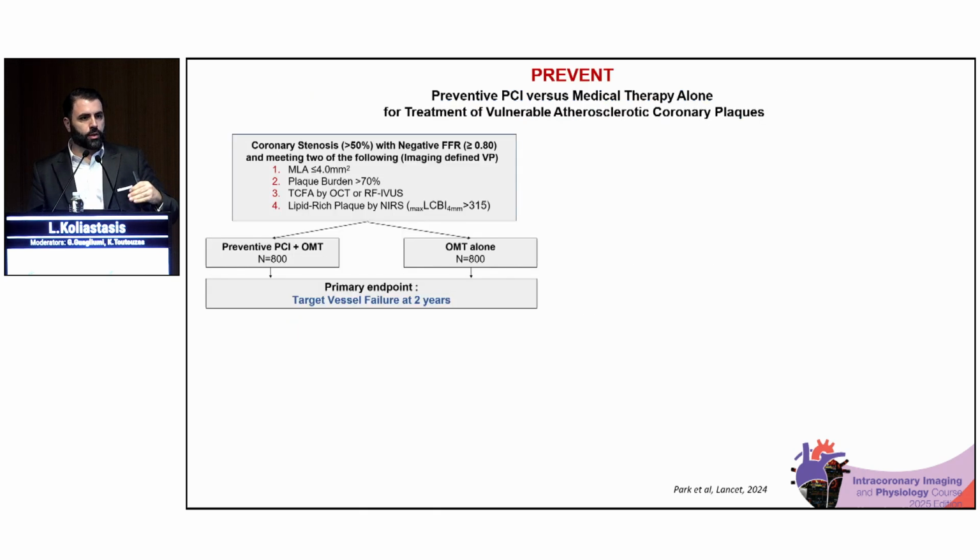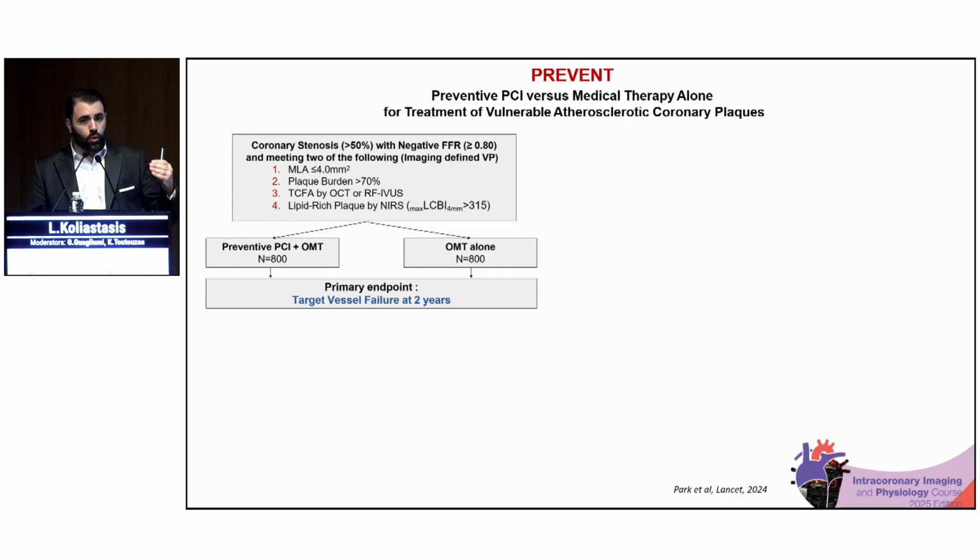And of course, when we're talking about vulnerable plaques, we cannot leave unmentioned the only so far high-level evidence that we have in our quiver, that is the PREVENT trial that was published last year, that tells us if we treat the vulnerable plaques, things get better. So the investigators randomly separated the patients, either receiving optimal medical treatment or PCI as well.